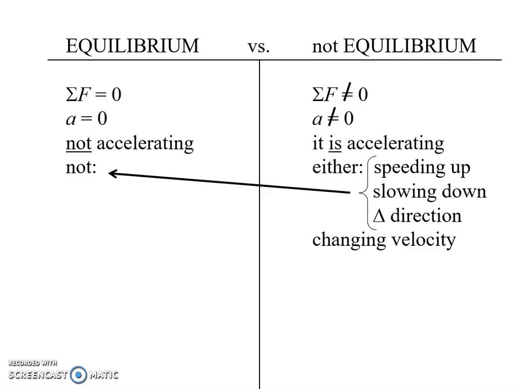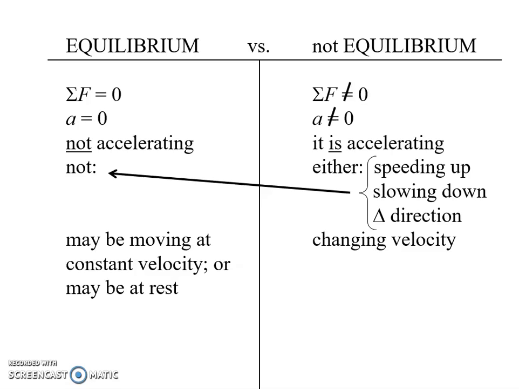Okay, does that mean it's not moving? Well, hopefully you realize not necessarily, right? All it means is nothing is changing about its velocity. So maybe it is moving. As long as it's moving at a constant velocity, the acceleration equals zero. Can it be at rest? Well, sure, that could happen as well. That's still a condition of acceleration equals zero. So either it's moving and it stays moving at a constant velocity, or it's at rest and it stays at rest. As long as nothing is changing, that's equilibrium.